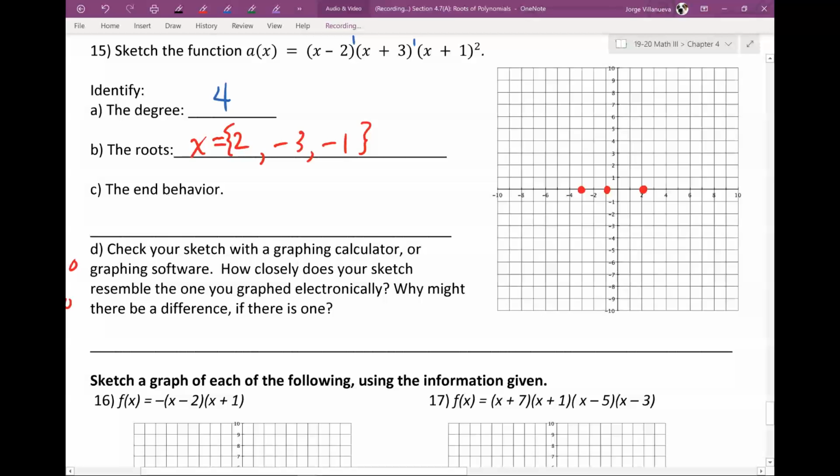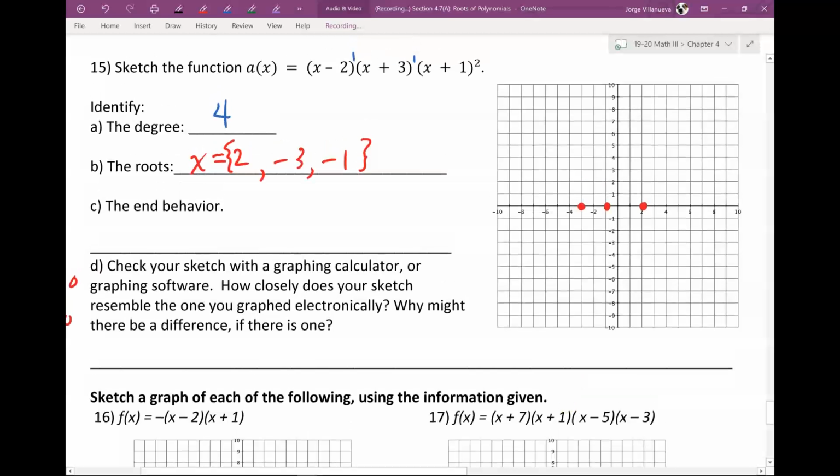Now, just out of curiosity, will my graph go through the point negative 3, or is it going to bounce off of it? It's going to go through it. How do I know? Look at the power. It's a positive 1, so that means it's odd, therefore goes through. What about negative 1? Is it going to go through there, or bounce off? For negative 1, it'll bounce because the power would be an even, a 2, x plus 1 squared. What about at 2? It goes through because it's x minus 2 to the first.